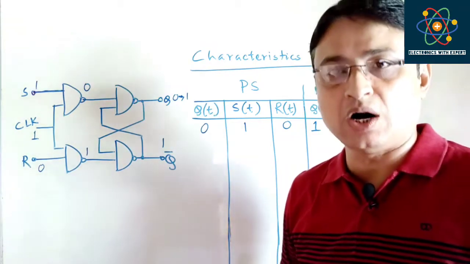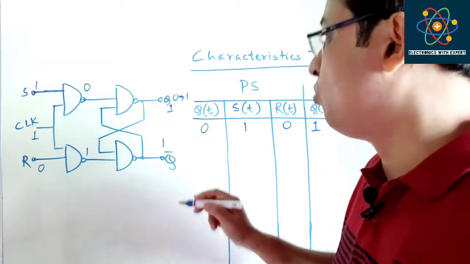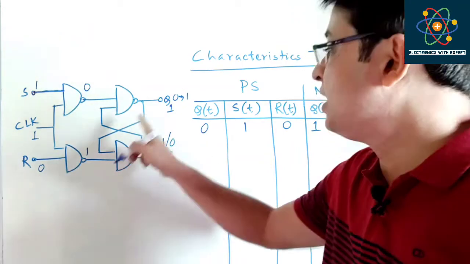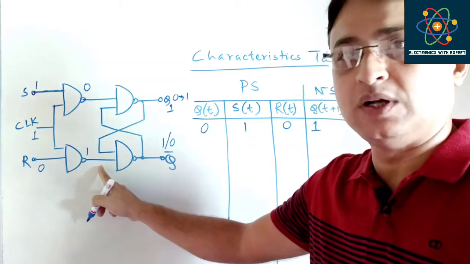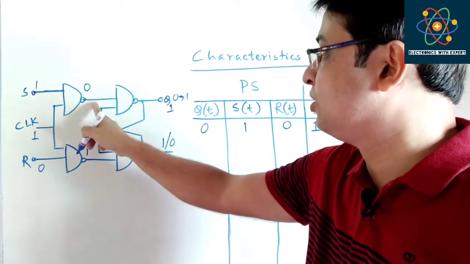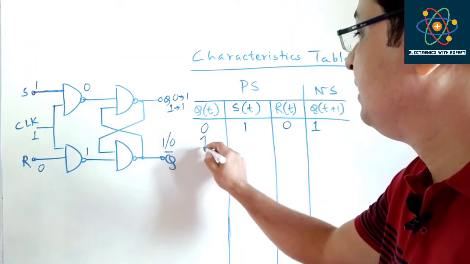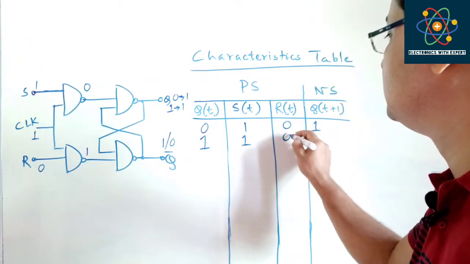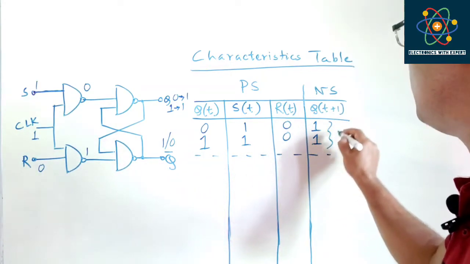Now, if the Q output or the previous state output was 1, so I have considered here 1. So my Q bar output should be 0. Now here if Q=1, that means both of the NAND gate inputs are 1, this gives this output 0, and for this 0 and this 0, the output will be 1. So if the previous state output was 1, for S=1 and R=0, the next state output will also be 1, and this is our set case or set output.